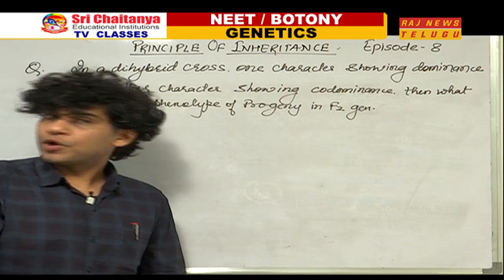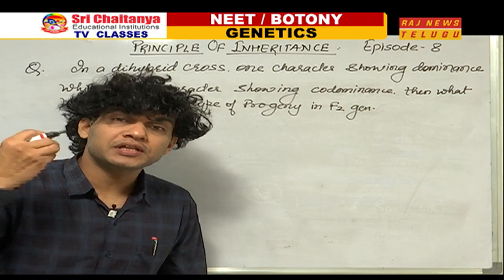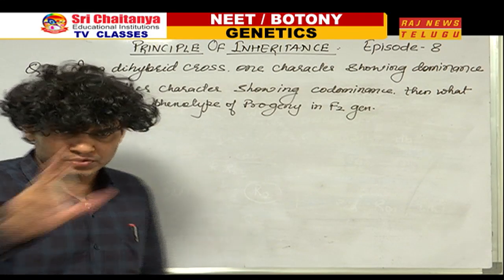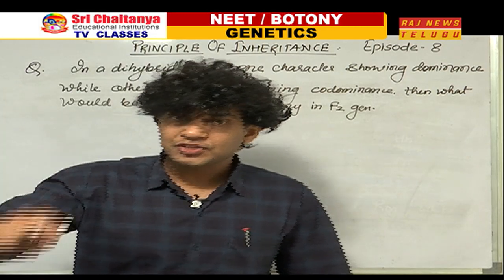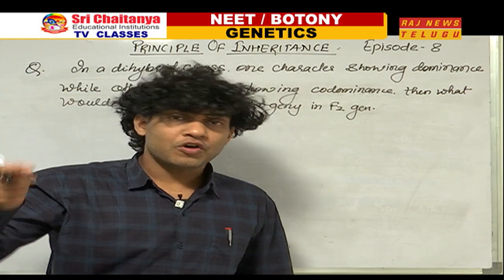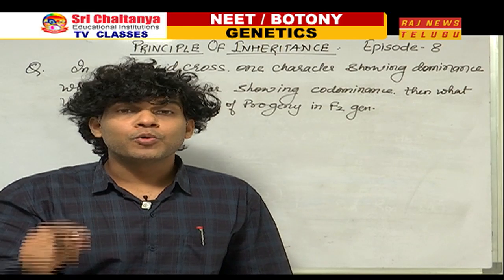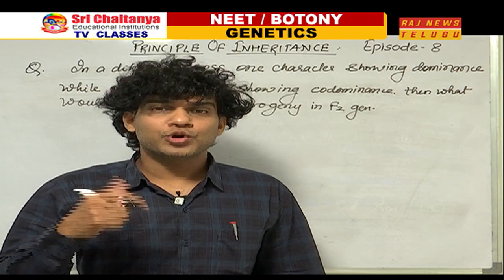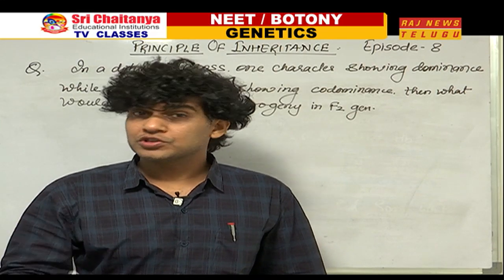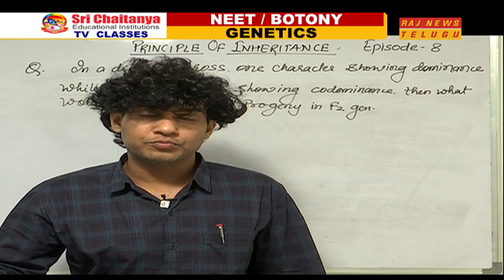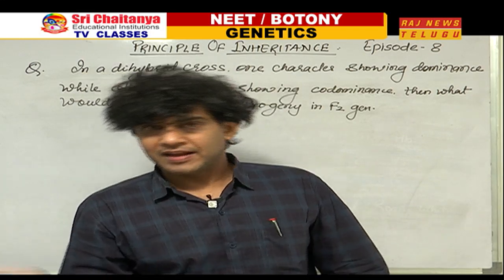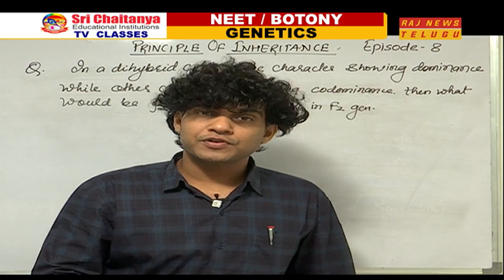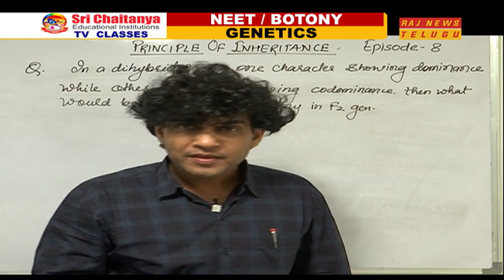By using the product law, such kind of questions you can easily solve within a couple of seconds. Need not do any kind of cross. Just remember, in case of dominance, what was the monohybrid phenotypic ratio? 3:1. If character showed dominance, then the phenotypic ratio was 3:1, 3 dominant out of the 4 and 1 recessive. If character showing either incomplete dominance or codominance, then what was the phenotypic ratio? 1:2:1. Accordingly apply.